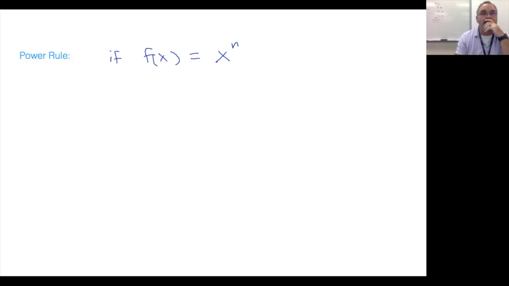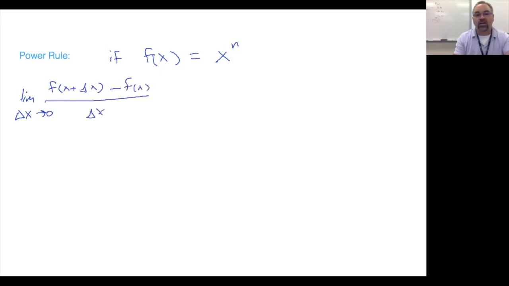Now, how does that work? Well, hopefully somewhere along the way, you learned how to expand a binomial. So that if I were to take the limit as delta x approaches 0 of f of x plus delta x minus f of x over delta x, and I know that my function is x to the n, then what I'm really saying is the limit as delta x approaches 0 of x plus delta x to the nth power minus x to the nth power over delta x.